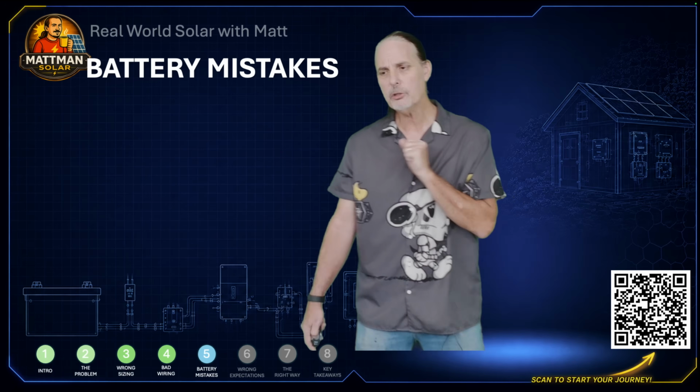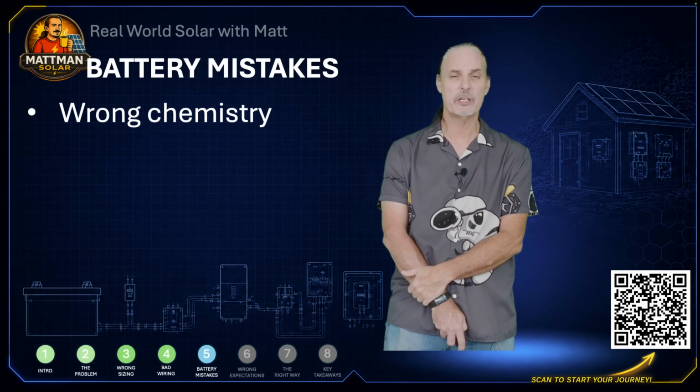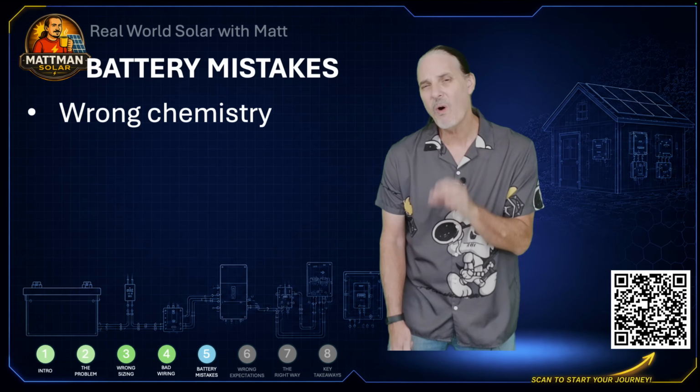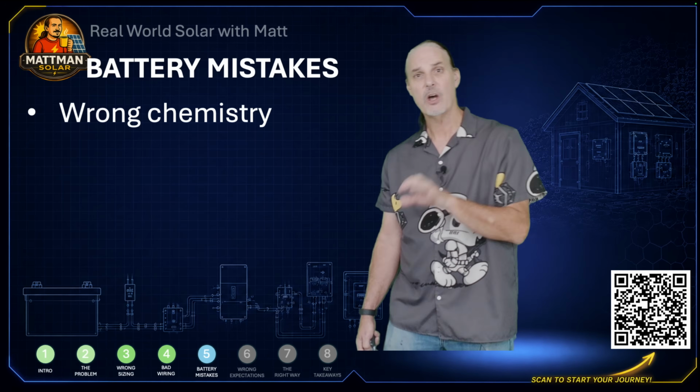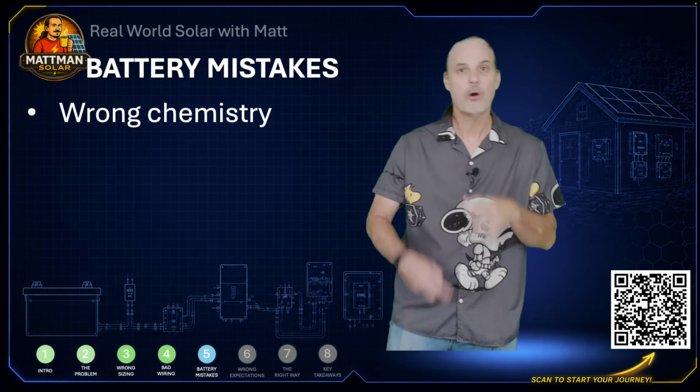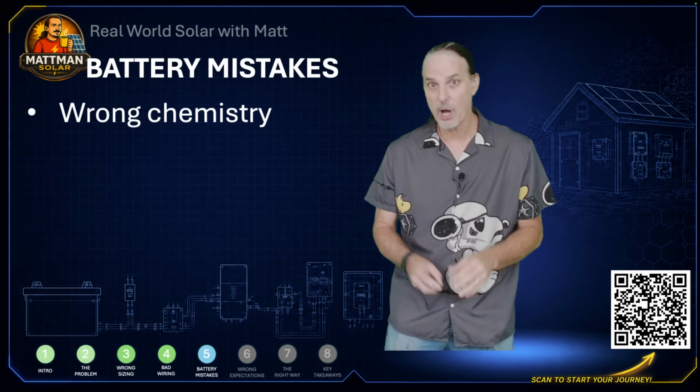All right, let's talk a little bit about battery mistakes. Some of the battery mistakes is the wrong chemistry. You need to make sure that all the batteries in your system are either all lithium iron phosphate, all lead acid, or whatever chemistry it is. Mixing these chemistries can be very complicated.